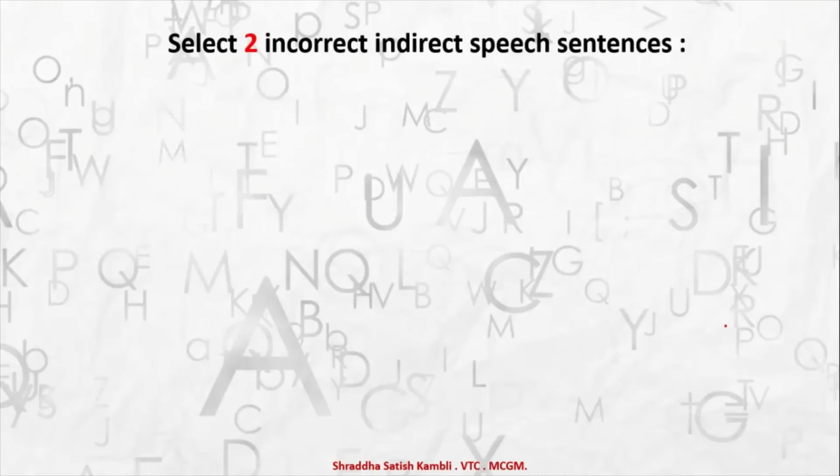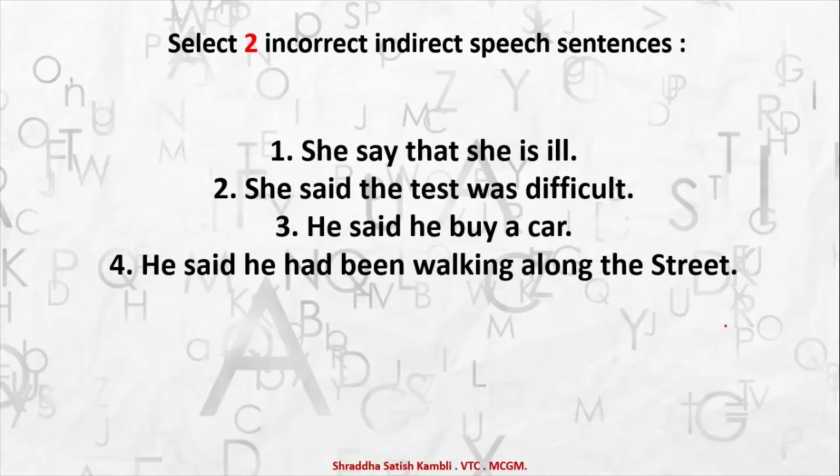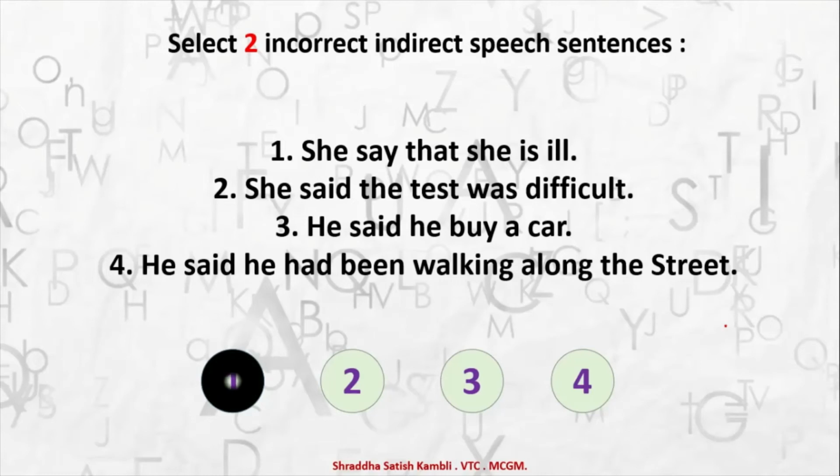Example 2 in pattern 2. Here we have, she say that she is ill. She said the test was difficult. He said he buy a car. He said he had been walking along the street. So tell me which 2 sentences here are wrong. Is it the first one, right? Read it again. She say that she is ill doesn't seem to be proper. So yes, this is one incorrect one.